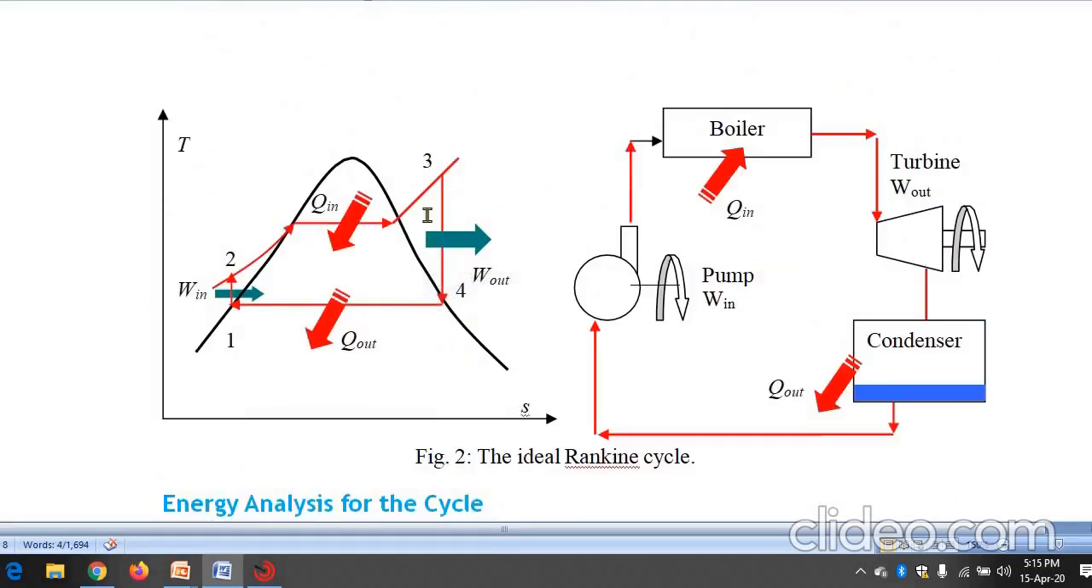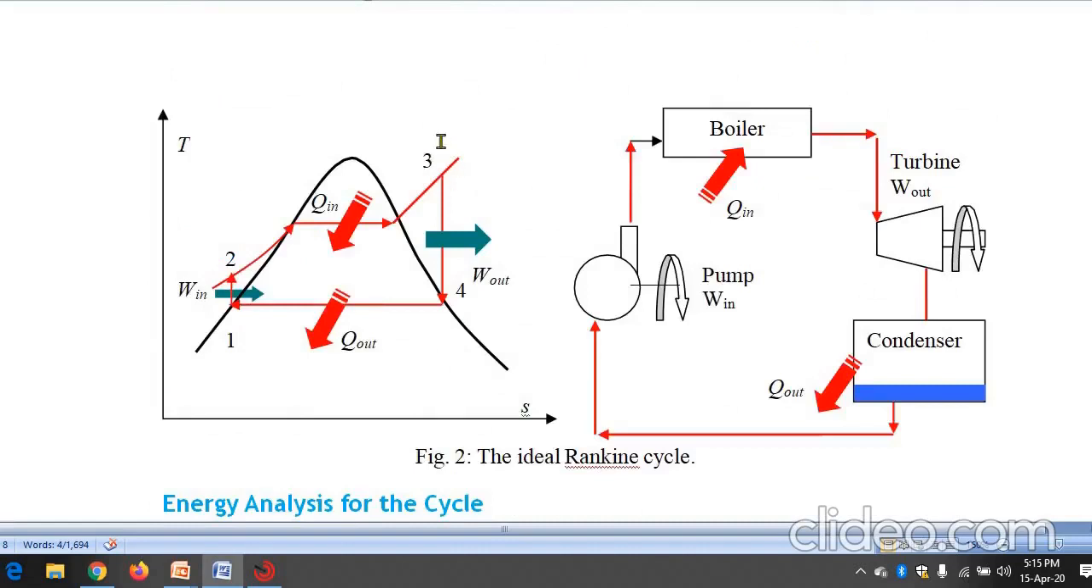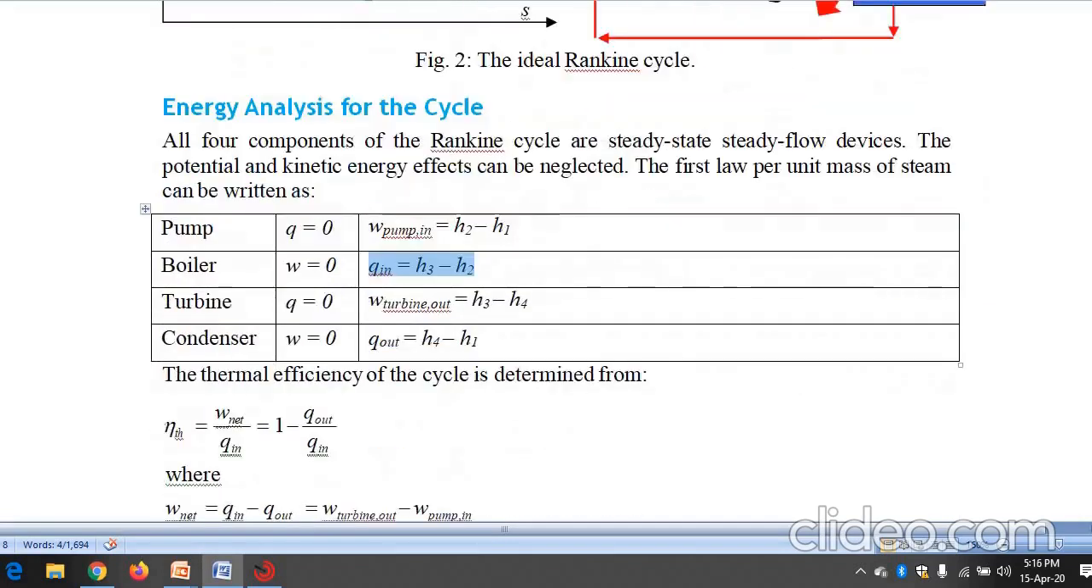Now again, the turbine is an insulated one. It is an isentropic expansion, so Q is equal to 0. Then the work done by the turbine: at 3 it is entering, at 4 it is leaving. The enthalpy is more at 3, because the temperature is more. It is superheated steam, and this one is saturated steam, because point 4 is on the saturated vapor line. Therefore, enthalpy is more at point 3, and H3 minus H4 gives the work done by the turbine.